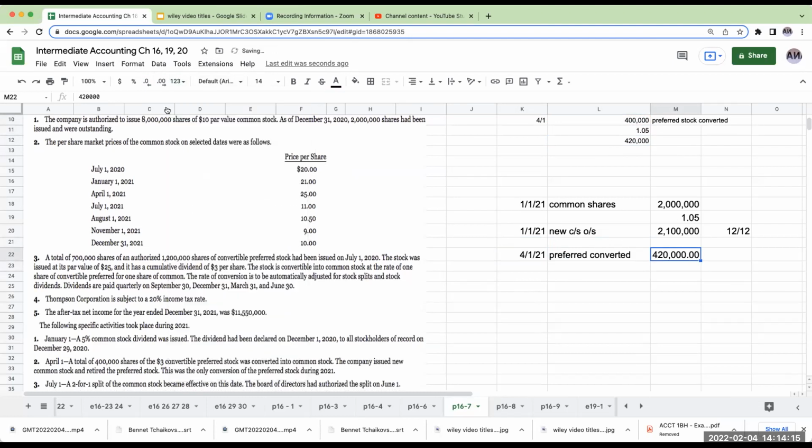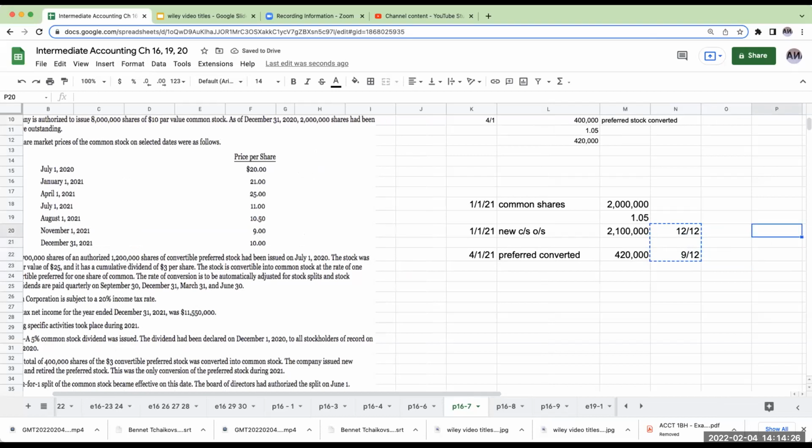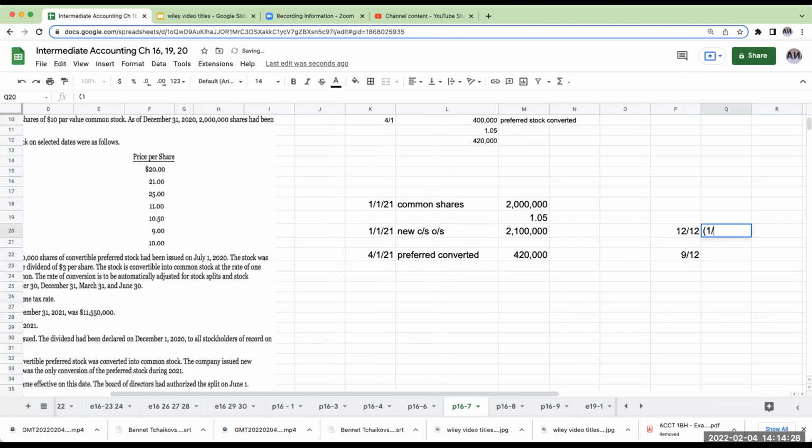The other thing to think about is that when we go to do the weighted average shares outstanding, this is only going to be outstanding for 9/12. Why are we saying that this is 12/12 and this is going to be 9/12? Well, the 12/12 is from 1/1/21 through 12/31/21.